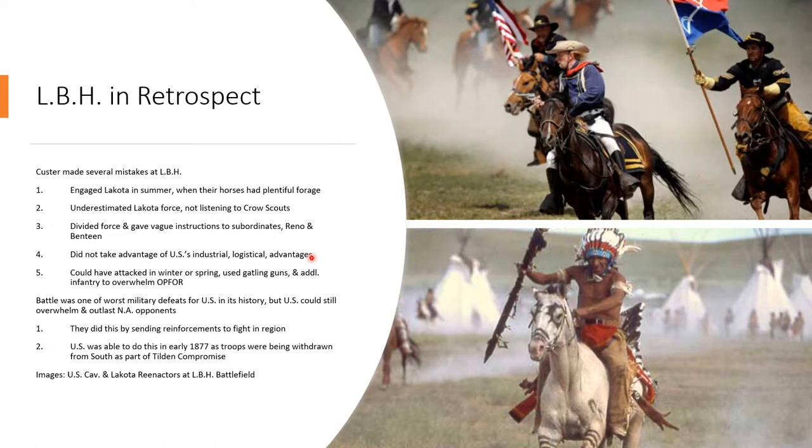And they do this by sending additional reinforcements to the region in 1877. In 1877 is when Reconstruction ends, and it's when the issue of a possible second civil war with the South is diffused. So by early 1877, the United States is able to send more troops to the West to aid in its victory against the Lakota. And this image shows modern day war reenactors, US cavalry reenactors, and then Lakota reenactors at the Little Bighorn battle site.